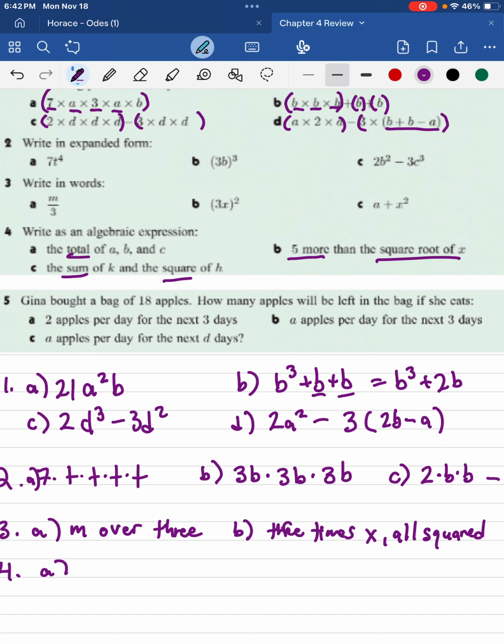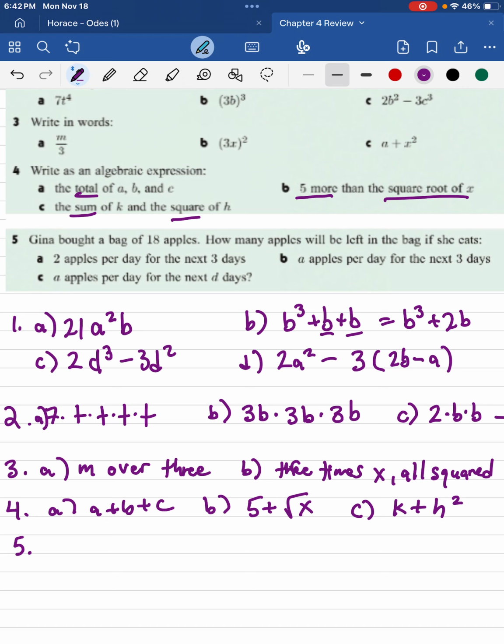So part A, it's going to be a plus b plus c. For part B, it's going to be 5 plus the square root of x. Part C, it's going to be k plus something else, and the other thing I know that k is summed with must be the square, h squared.